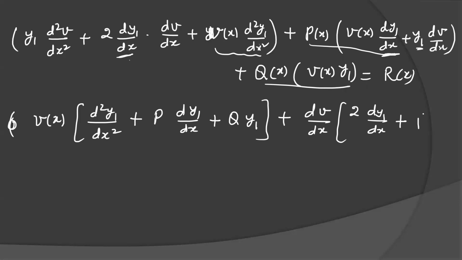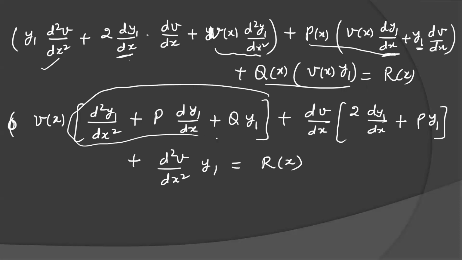This is py1. Then collect the term of d2v by dx2. So d2v by dx2 is occurring only at one place, that is actually y1 equal to rx. Okay. Now see carefully. This is going to be 0. Why? Can you tell me?